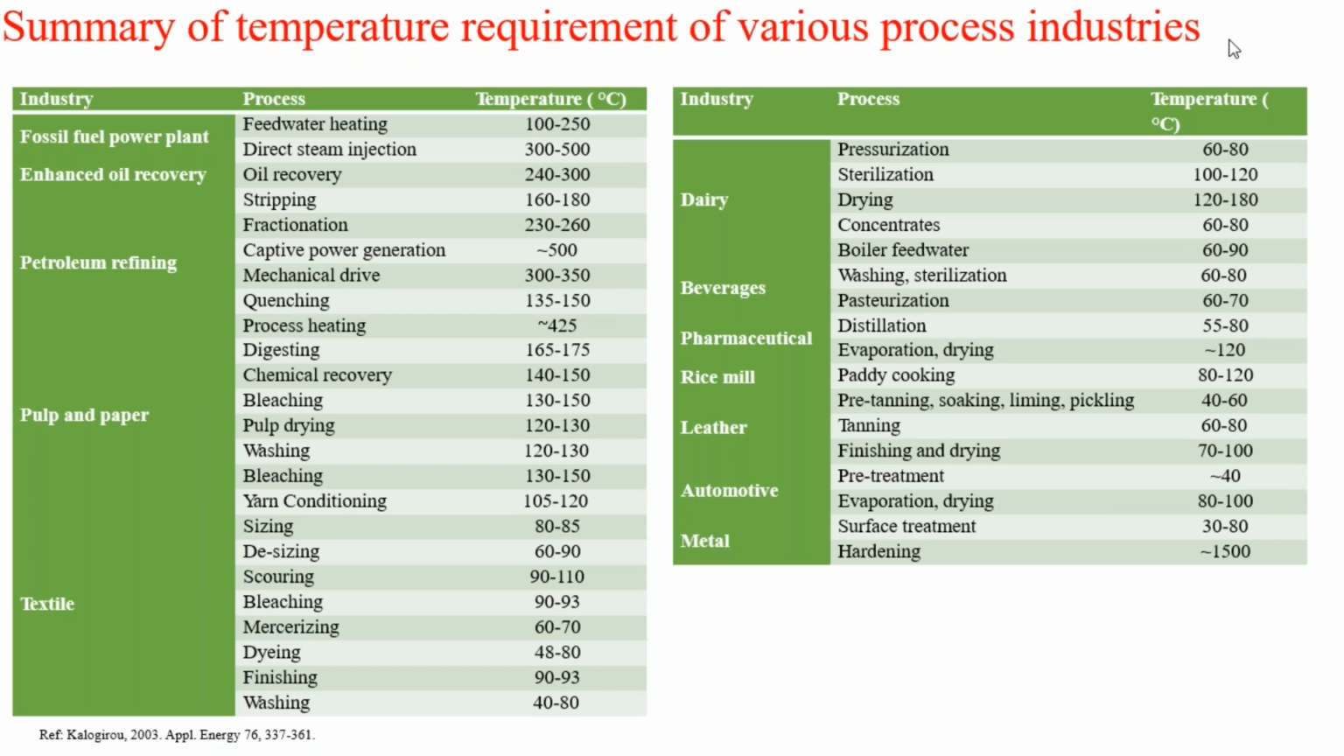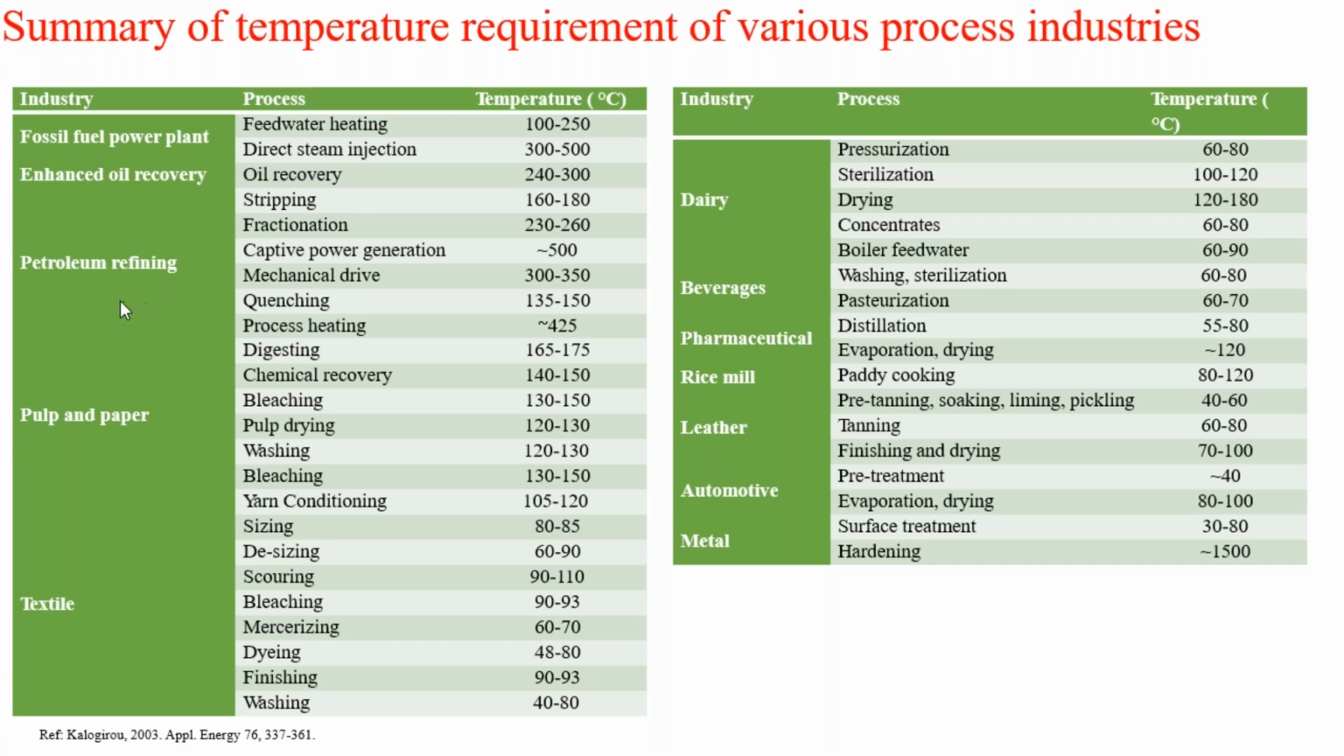Now here I have a detailed summary of different sectors. Just look over here. The different industries I have listed in different columns. Here we have the industry, then the process, then the temperature. Now, for a fossil fuel power plant, the feed water heating temperature ranges around 100 to 250, and direct steam injection is 300 to 500.